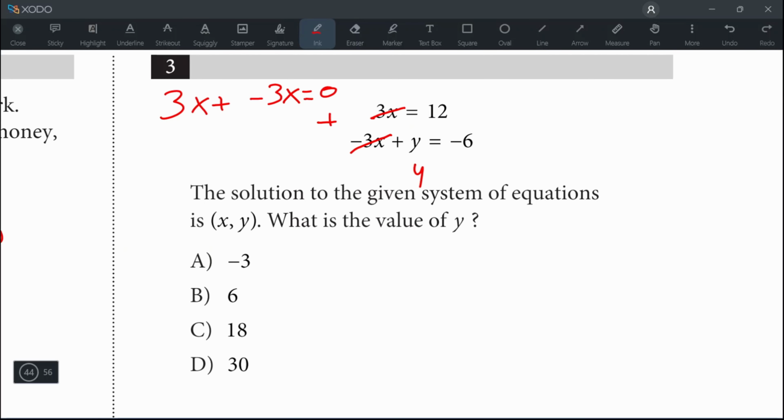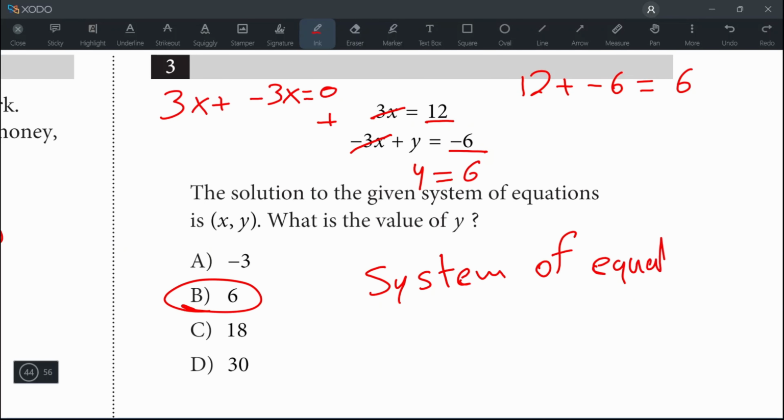So we'll be left with y, and then we will add 12 and negative 6 on the other side. So 12 plus negative 6 is equal to 6. So y is equal to 6. So the answer for this question is choice B. And this is a system of equations problem. Question number 4.